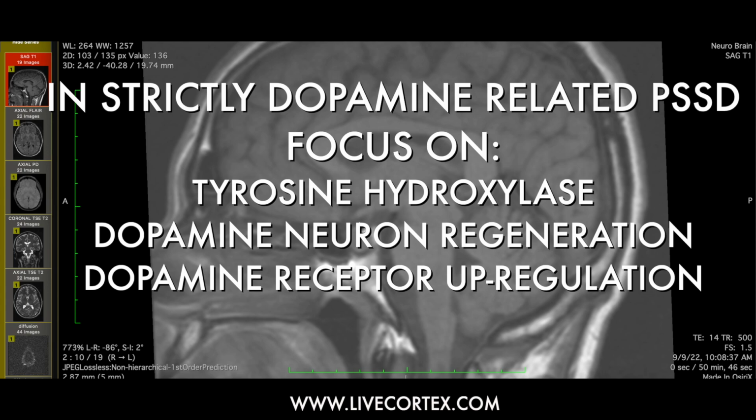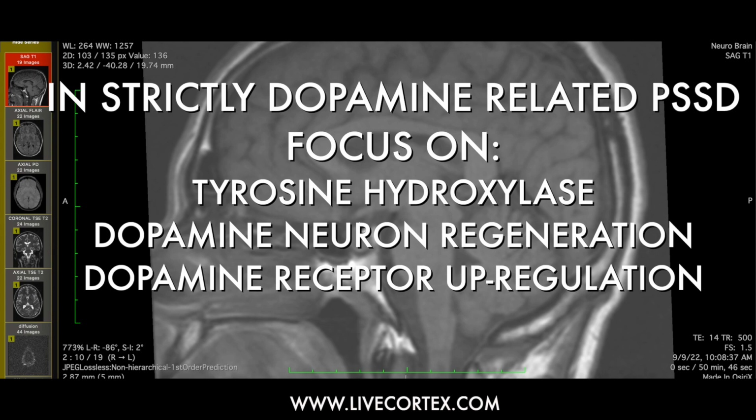And then dopaminergic neuron regeneration. Those are the things, dopaminergic neuron function in general, leading toward regeneration if you want to make it better. And those are the things that get the dopamine system firing normally again.